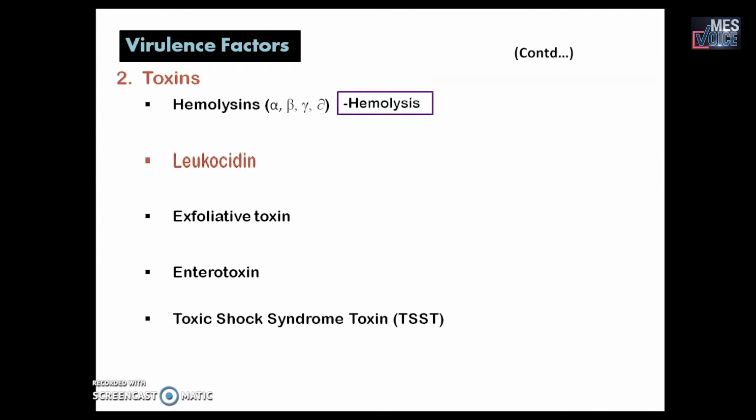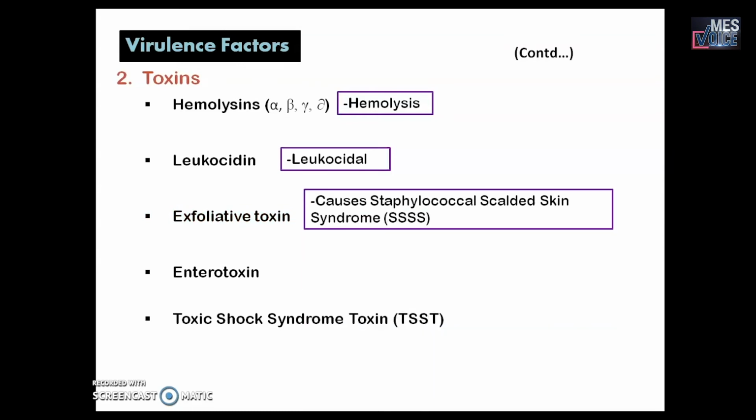Then the second type of toxin is leukocidin. Leukocidin exhibits leukocidal action, that is, it helps in killing leukocytes. The next toxin is exfoliative toxin, which causes staphylococcal scalded skin syndrome, SSSS.